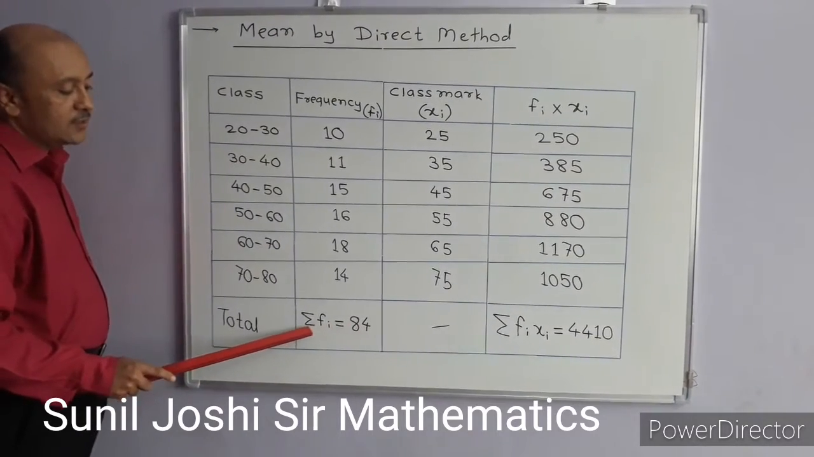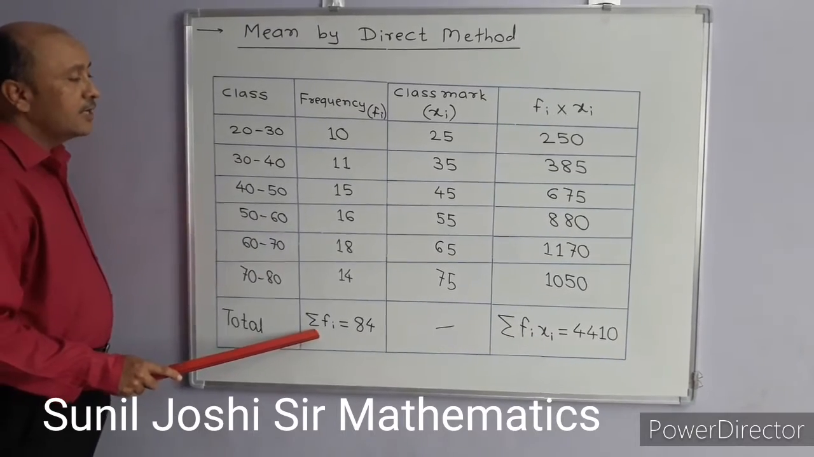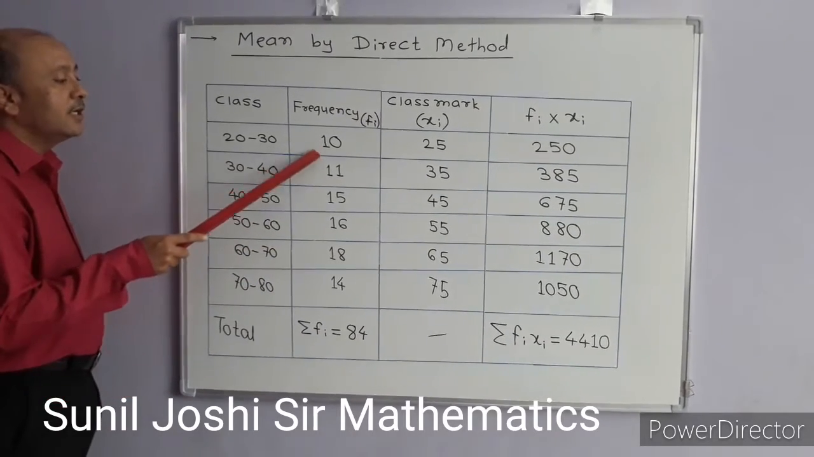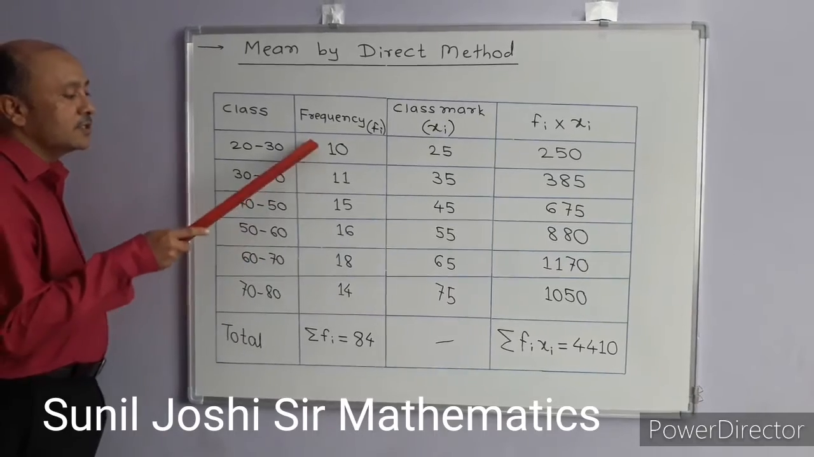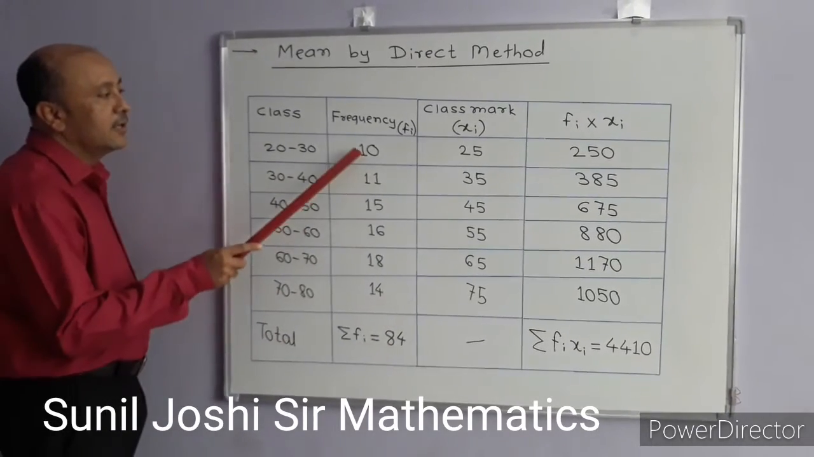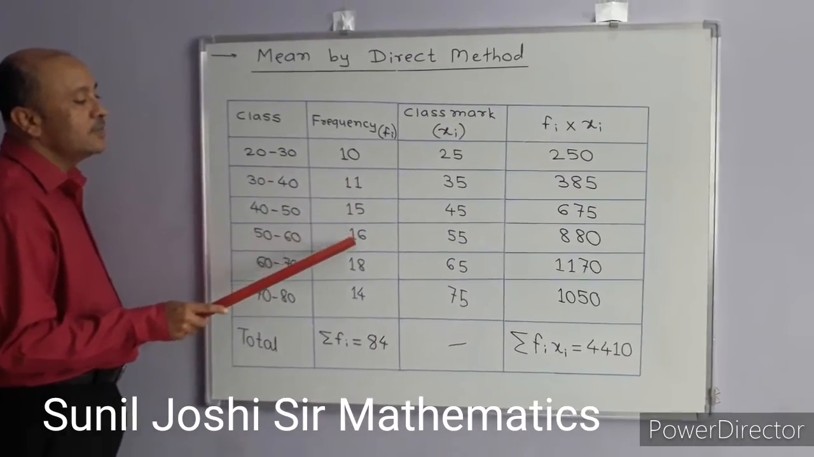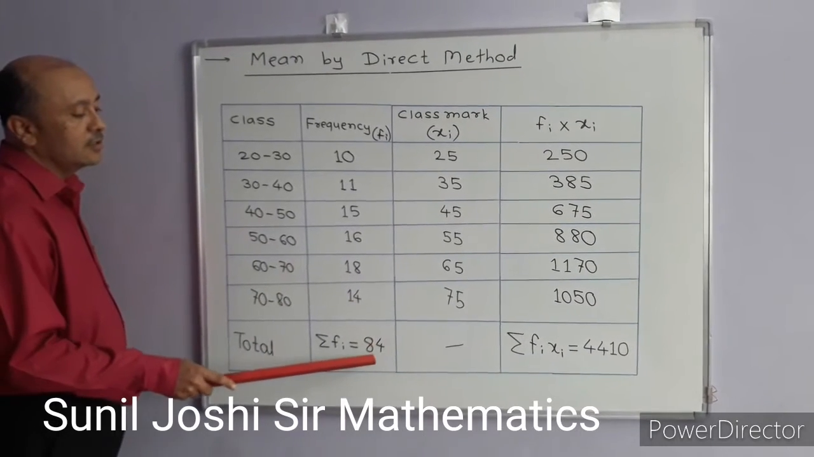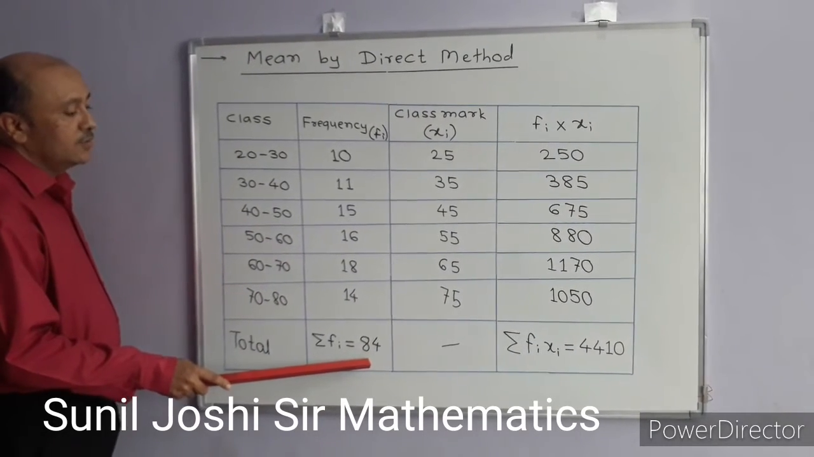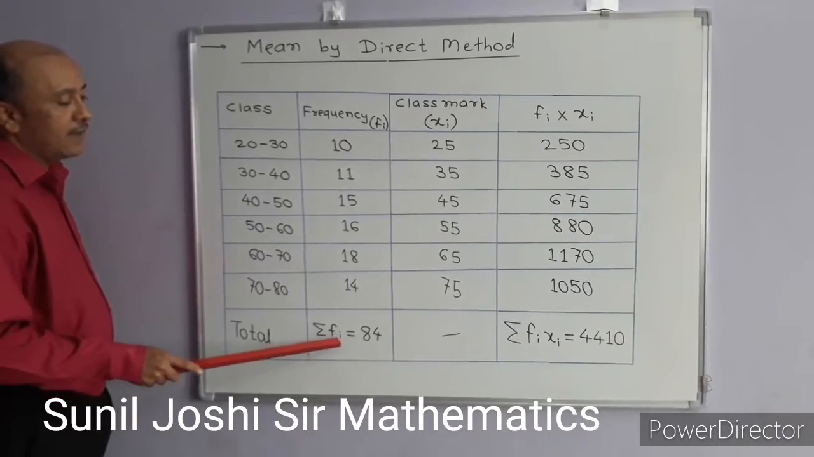Sigma stands for summation, the addition of the numbers included in this column. So all the numbers are added here: 10 plus 11 plus 15 plus 16 plus 18 plus 14. It gives the answer 84. In that way we have completed the sigma fi part.